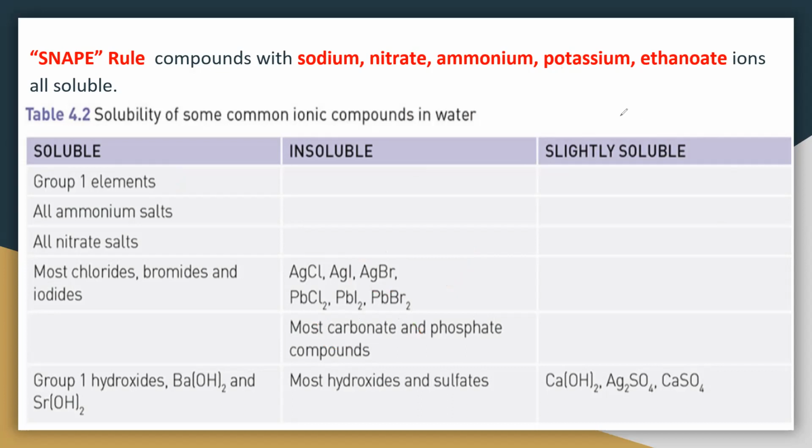And guys, remember we had this memory tip as well. The SNAPE rule. All your sodium is an example of a group 1 element, nitrate, ammonium, potassium, and ethanoate. Ethanoate, we're not going to focus on too much, so don't stress about that one. That's a memory tip for you to remember some of the soluble elements and compounds. And the SNAPE rule only applies to the first column of soluble elements and compounds there.